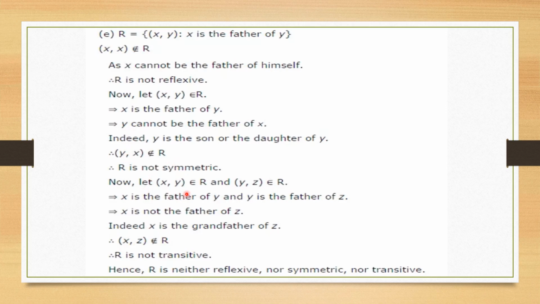Not symmetric. XY belongs to R, YZ belongs to R. It means X is father of Y, and Y is father of Z. But now X is not the father of Z, but the grandfather of Z. So it is not connected with the same relation. So XZ does not belong to R. Hence R is not transitive. So the relation is neither reflexive nor symmetric nor transitive.